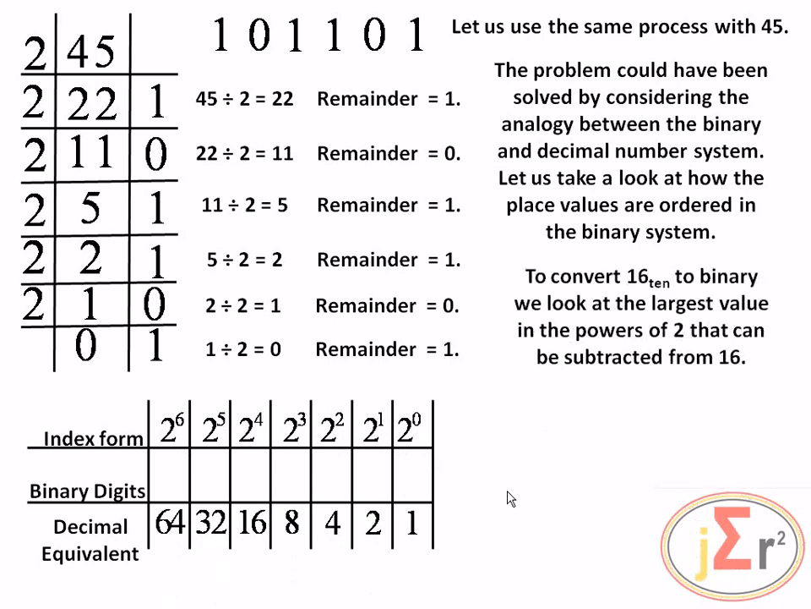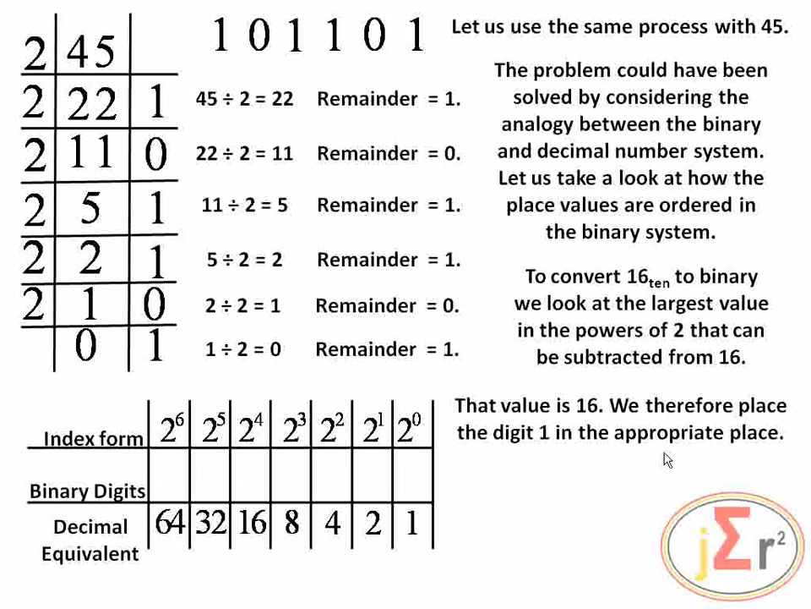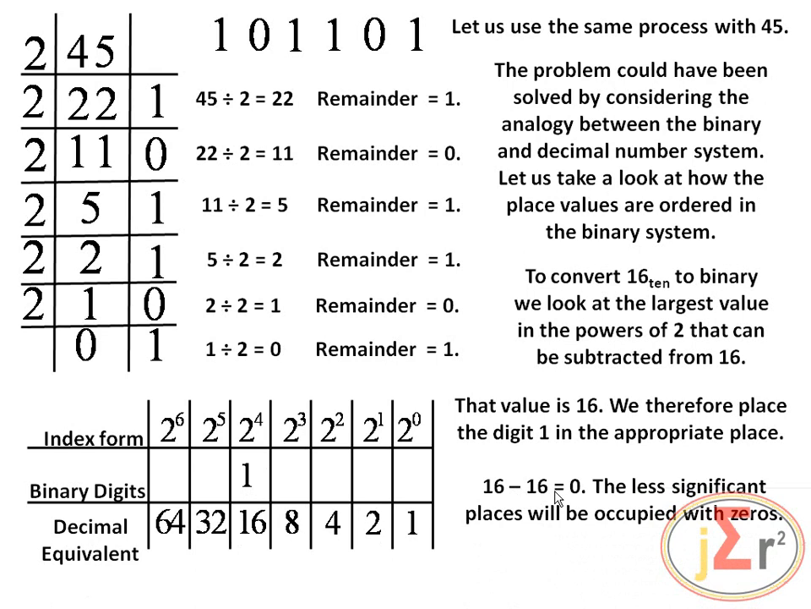To convert 16 base 10 to binary, we look at the largest value in the powers of 2 that can be subtracted from 16. So the largest power of 2 that can be subtracted from 16 is actually 16. We therefore place the digit 1 in the appropriate place. So where we have 16, we place 1 right there. And that is the place value for 16. 16 minus 16 is equal to 0.